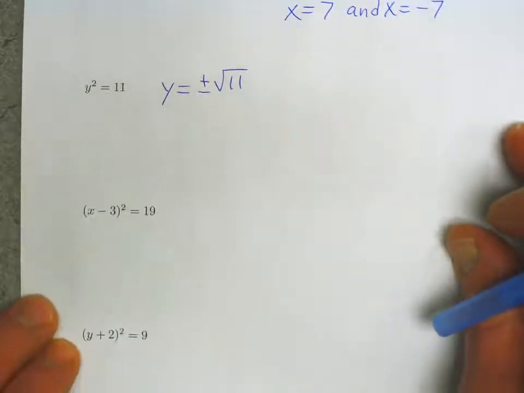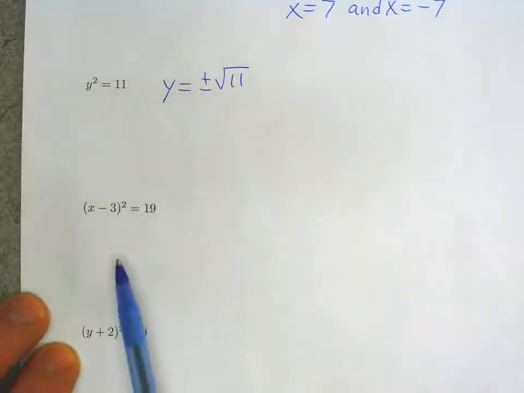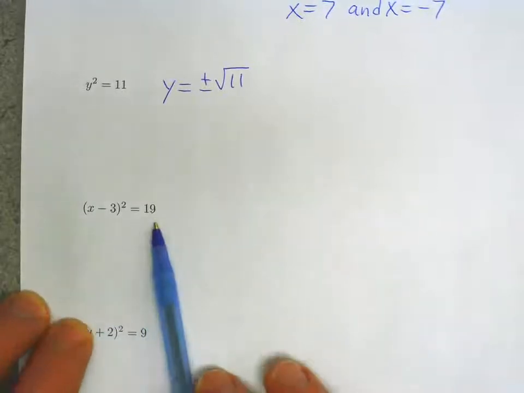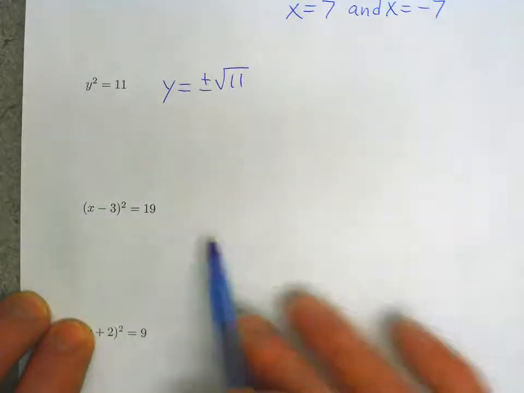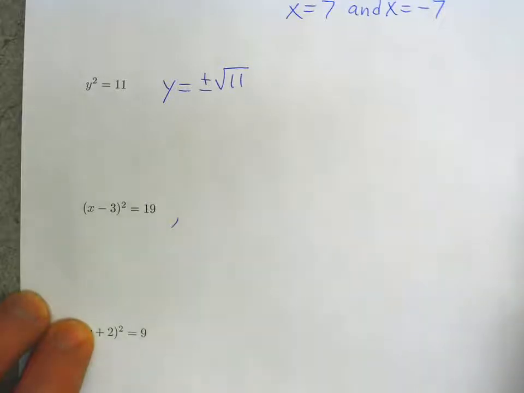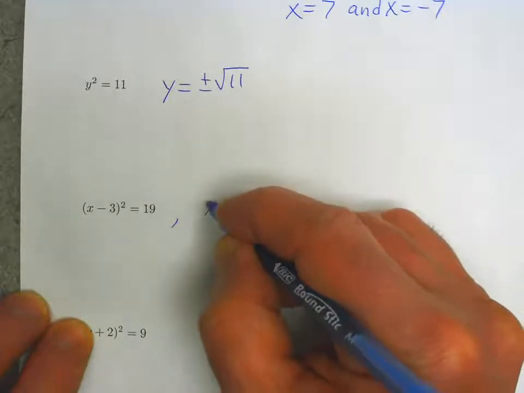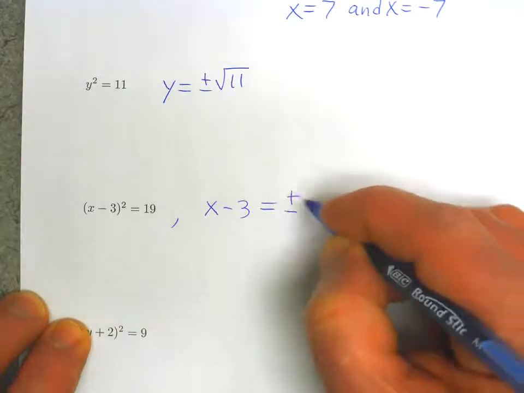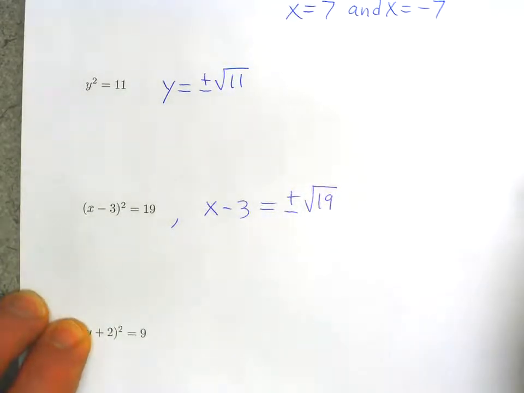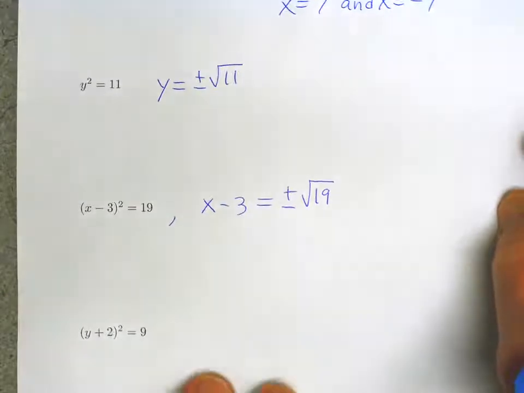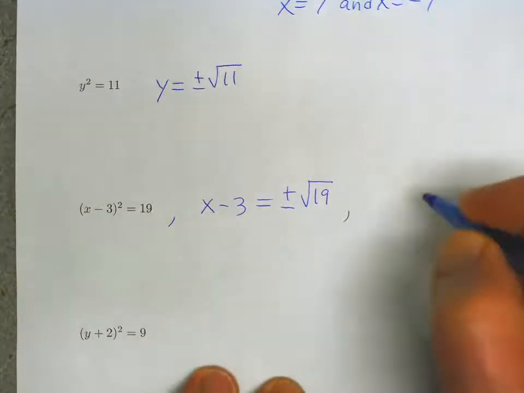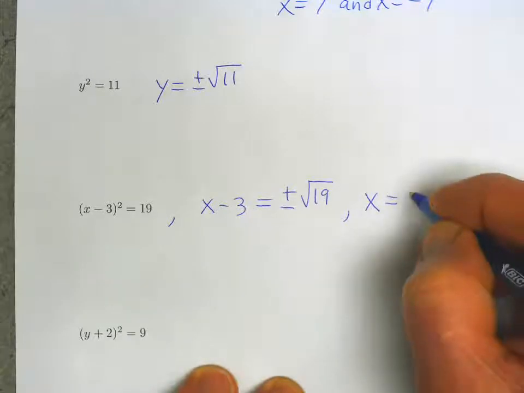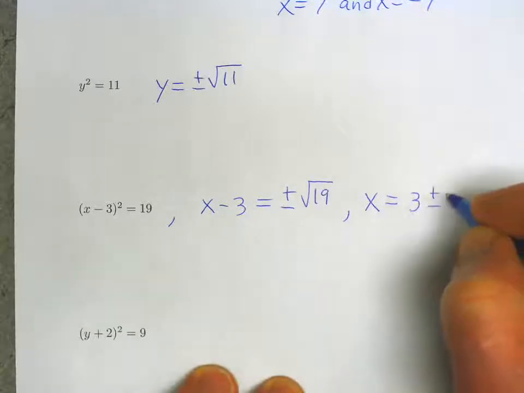The next one is a little bit more involved. The binomial x minus 3 squared equals 19. This is all prepared to apply the square root property, and we get x minus 3 equals positive and negative square root of 19. The square root of 19 cannot be simplified further, so we can just write the two solutions as x equals 3 plus and minus the square root of 19.